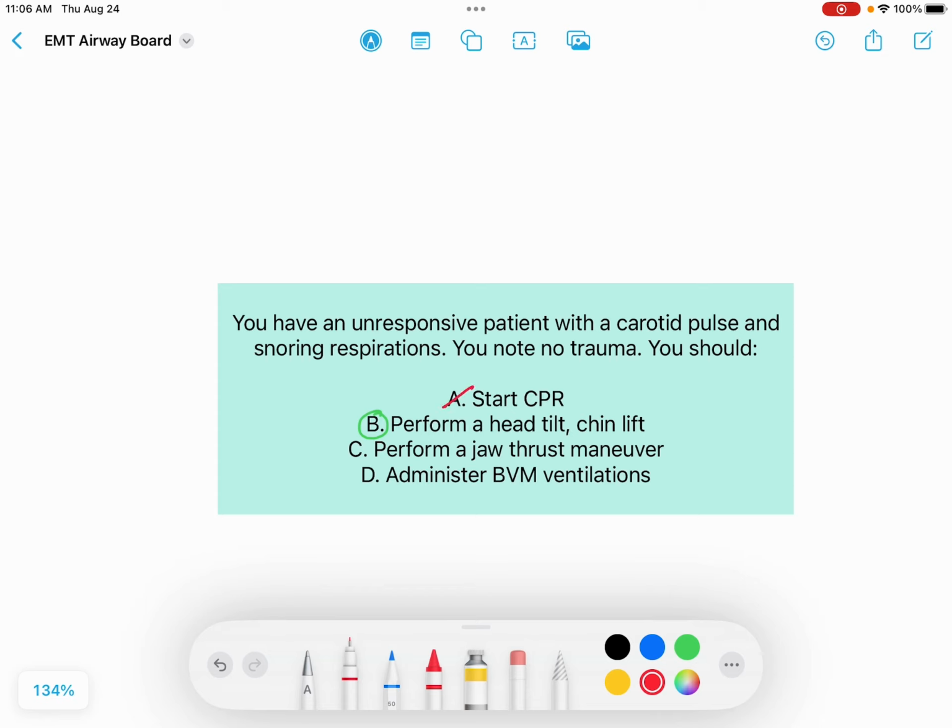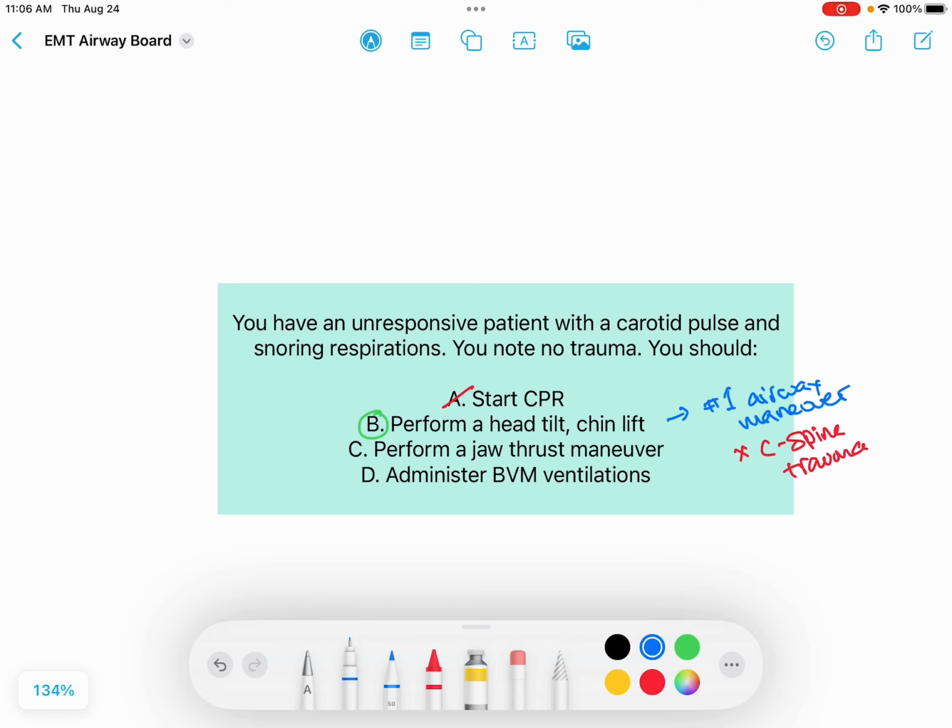C, jaw thrust maneuver. As a refresher, head tilt chin lift is our number one preferred airway maneuver when it comes to just opening the airway. So if you just need to get the airway open to stop those snoring respirations, head tilt chin lift is preferred. Keep in mind, however, that you do not want to do it when we suspect C-spine trauma or if there's a C-spine related issue going on. So we're not going to do the head tilt chin lift with C-spine related issues.